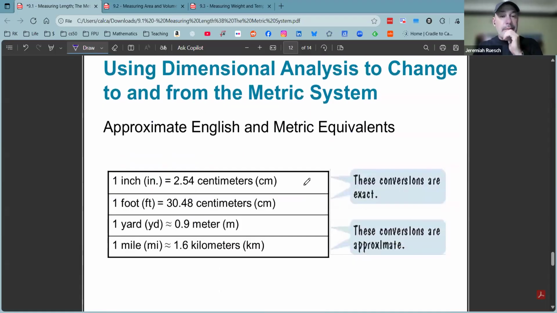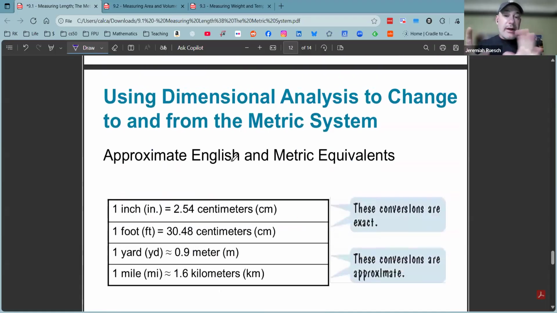Okay. Some conventional analysis between English or imperial units and the metric system. 1 inch is equal to 2.54 centimeters. 1 foot is 30.48 centimeters.